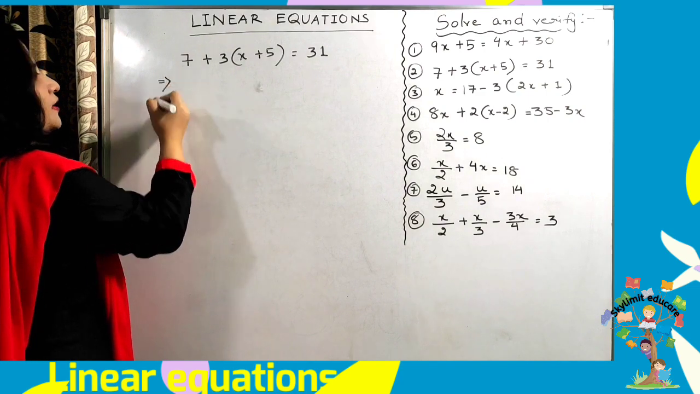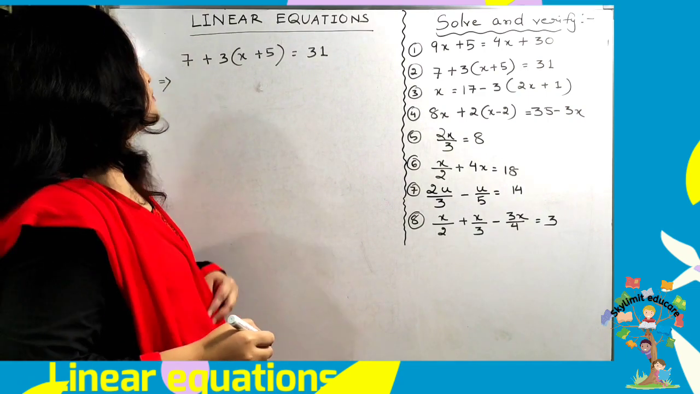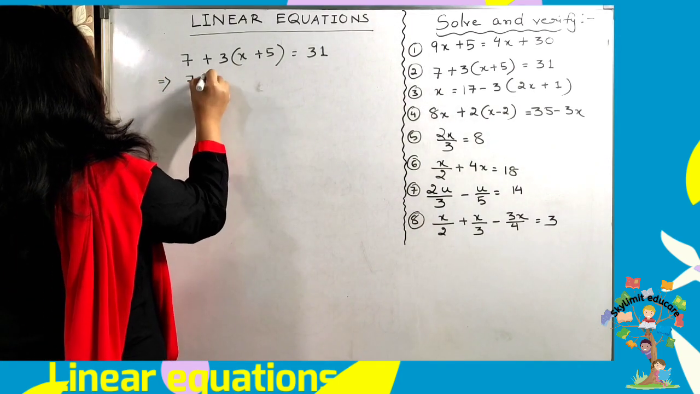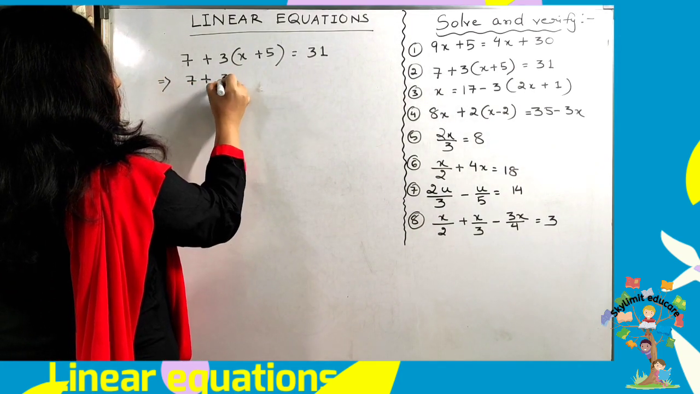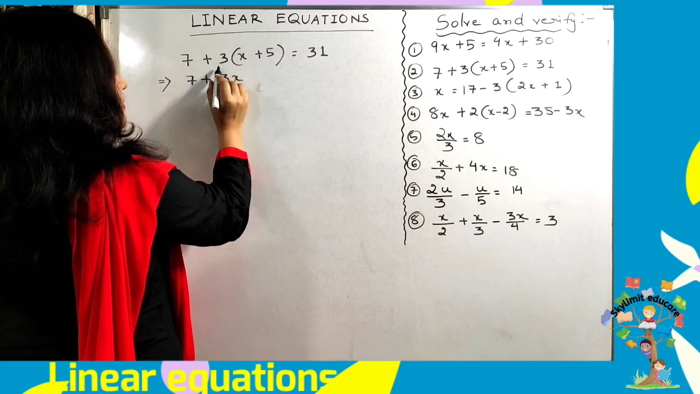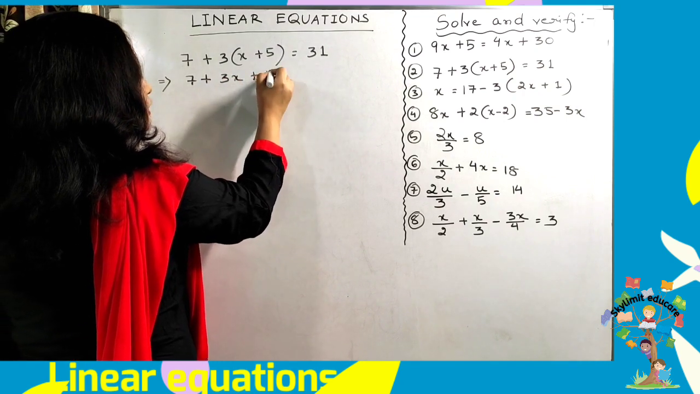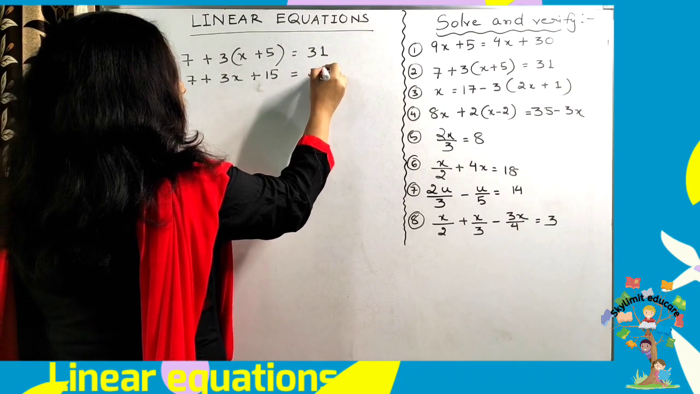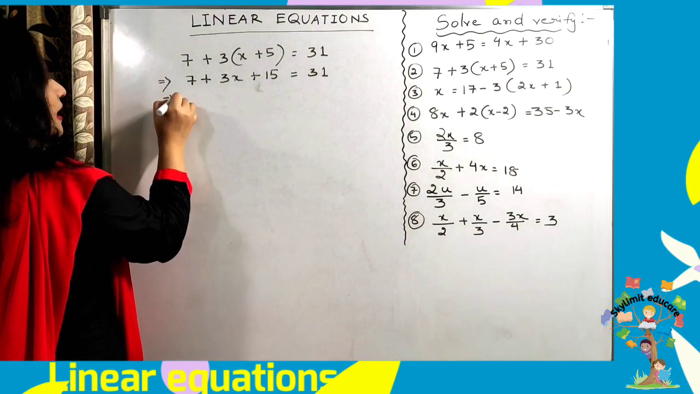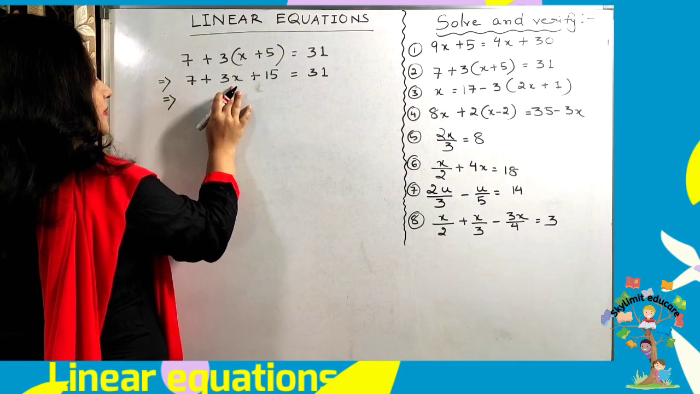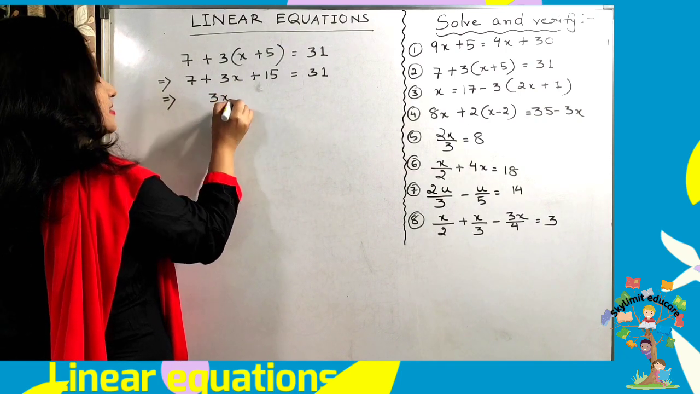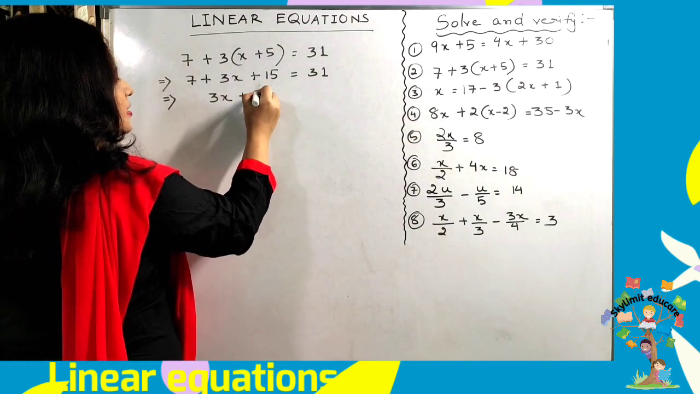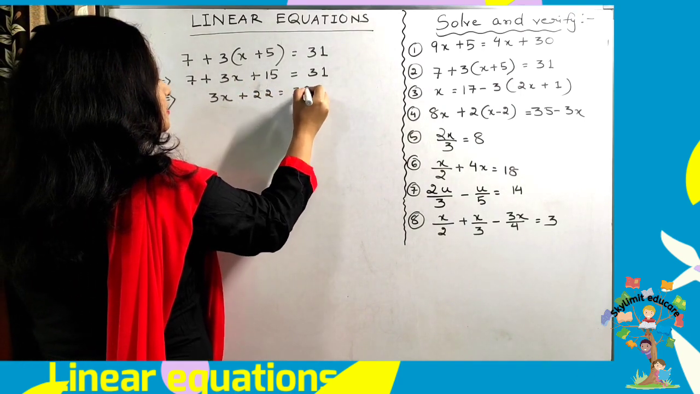Now let us solve it. You have already completed your algebra, so you must know how to multiply this. Yes or no? So 3 is first multiplied by x, so you get 3x. 3 is then multiplied by 15. All are plus signs, so no need to worry here, you will get plus plus plus only. It is equal to 31. Now let us keep the x on this side, that means 3x on this side, and 7 plus 15 will give us 22. So 3x plus 22 is equal to 31.